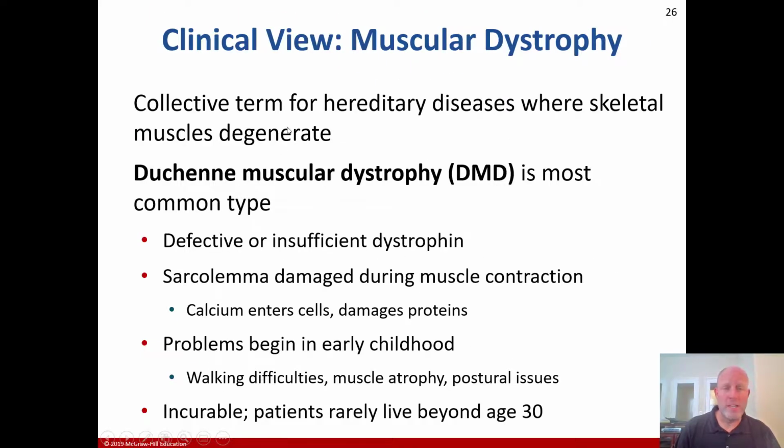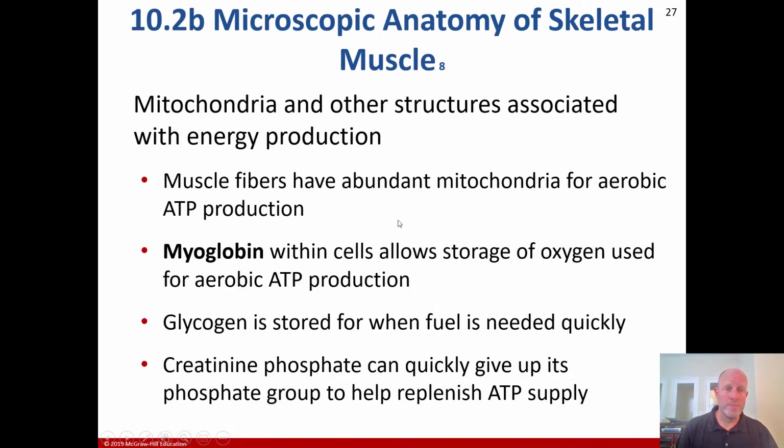Muscular dystrophy is a collective term for hereditary diseases where skeletal muscles degenerate. Duchenne muscular dystrophy, DMD, is the most common type. It's defective or insufficient dystrophin, and the sarcolemma is damaged during muscular contraction, and calcium enters the cells and damages the proteins. Problems begin in early childhood with this: walking difficulties, muscle atrophy, postural issues. It's incurable, unfortunately, and patients rarely live beyond the age of 30.